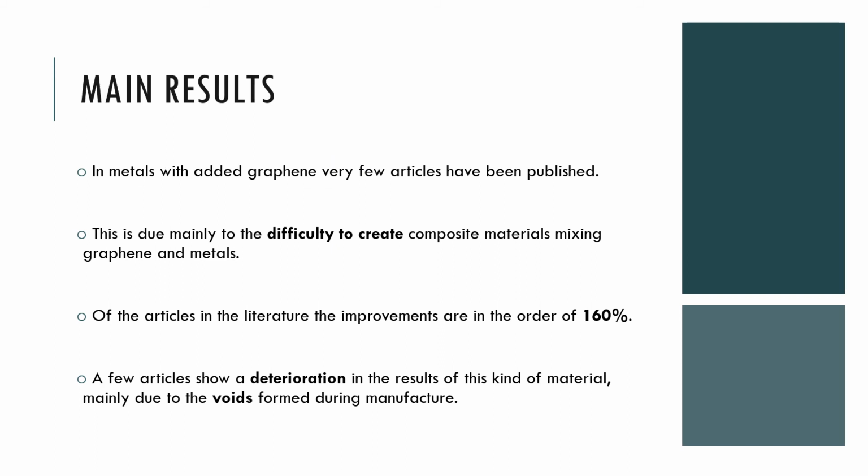In metals with added graphene, very few articles have been published. This is mainly due to the difficulty to create composite materials that mixes graphene and metals. Of all the articles published, the best results are in the order of 160%. A few articles show a deterioration of the results in this kind of material. This is mainly due to the formation of voids during the manufacturing process.